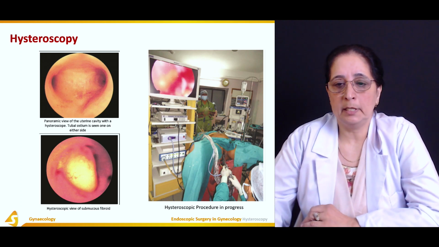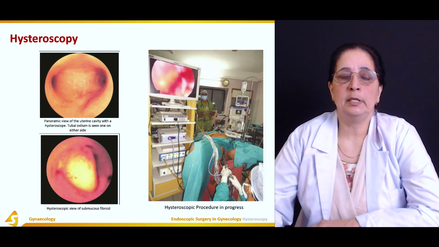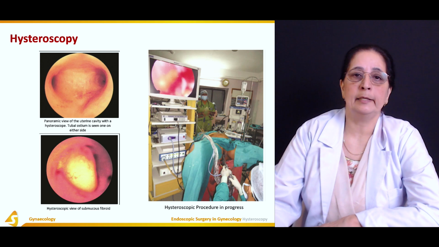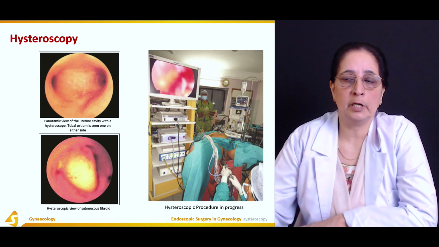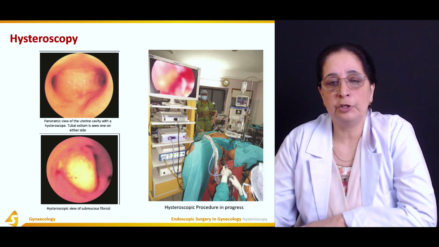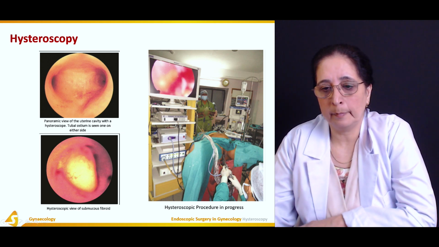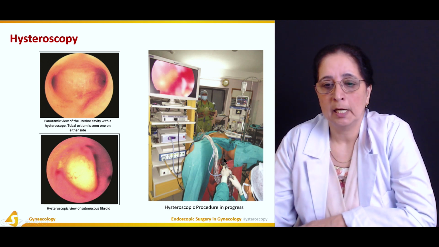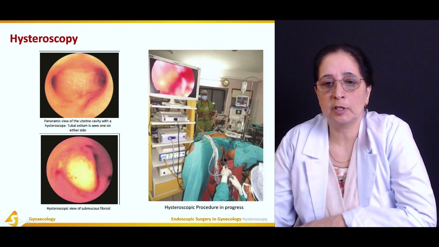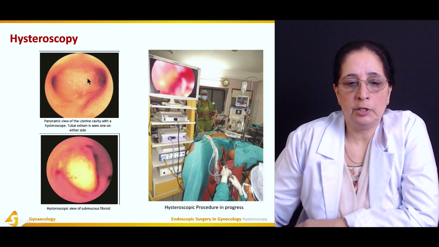So what's hysteroscopy? Hysteroscopy is actually the visualization inside the uterus. Scopy is visualization and hystero is used for uterus. So hysteroscope is inserted through the vagina into the uterus, and then the inside of the uterus is visualized on the screen. In this you can see inside the uterine cavity.